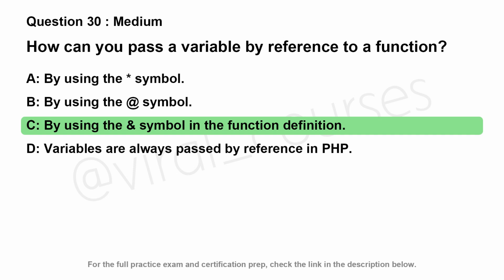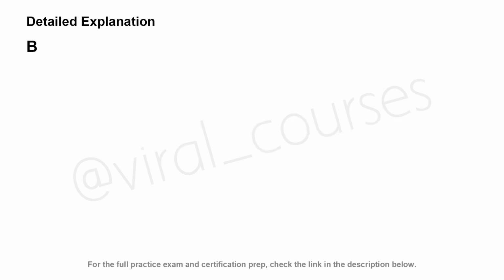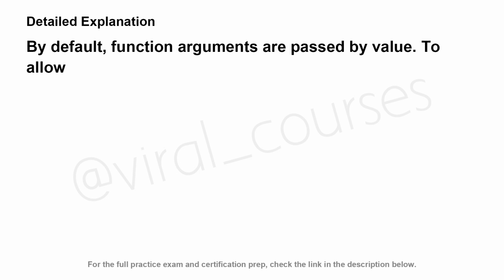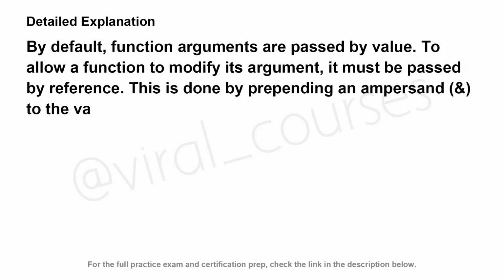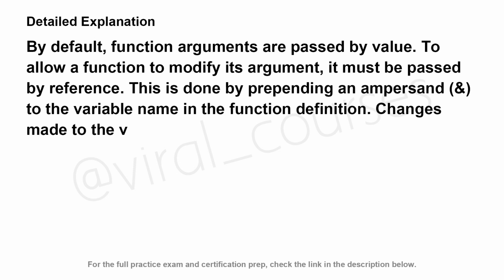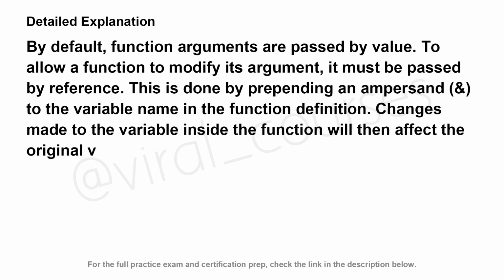The correct answer is C. By default, function arguments are passed by value. To allow a function to modify its argument, it must be passed by reference. This is done by prepending an ampersand (&) to the variable name in the function definition. Changes made to the variable inside the function will then affect the original variable outside the function.